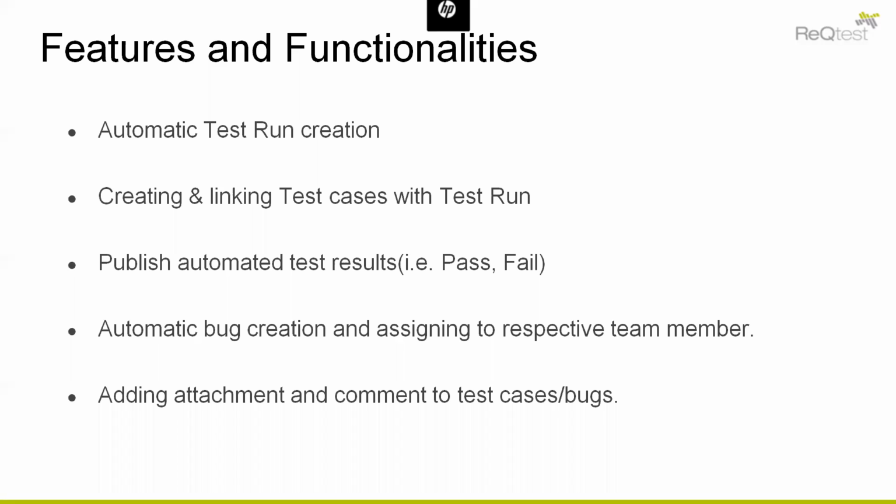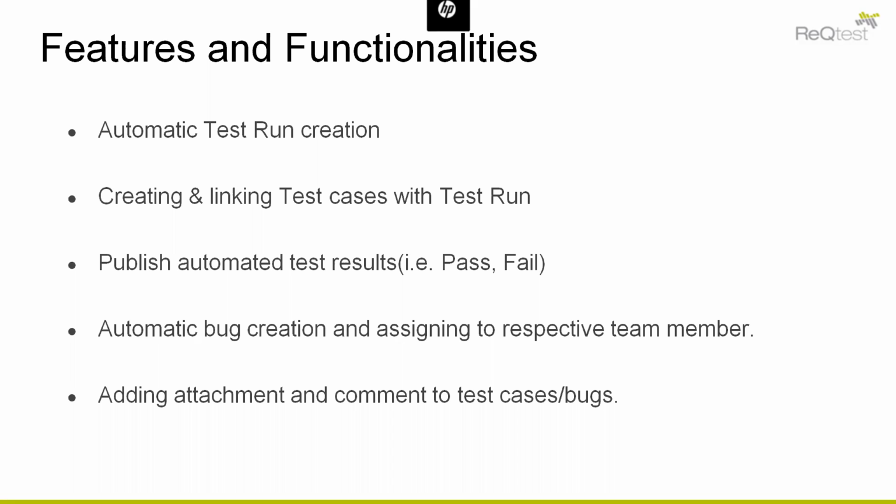Also, if any automation script fails, this integration will enable you to automatically create a bug in ReQtest and link that bug to the failed test case. Also, you can assign that bug to the developer for fixing. And as per your project setting, if you have enabled the email notification, the assignee of that bug will be notified for taking quick action.